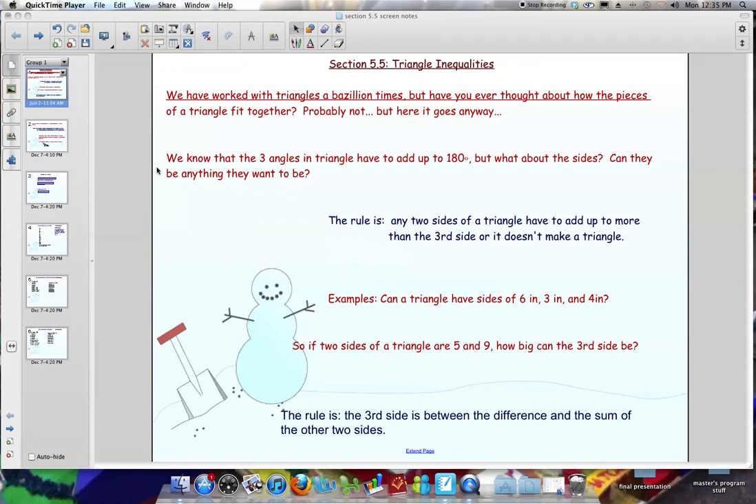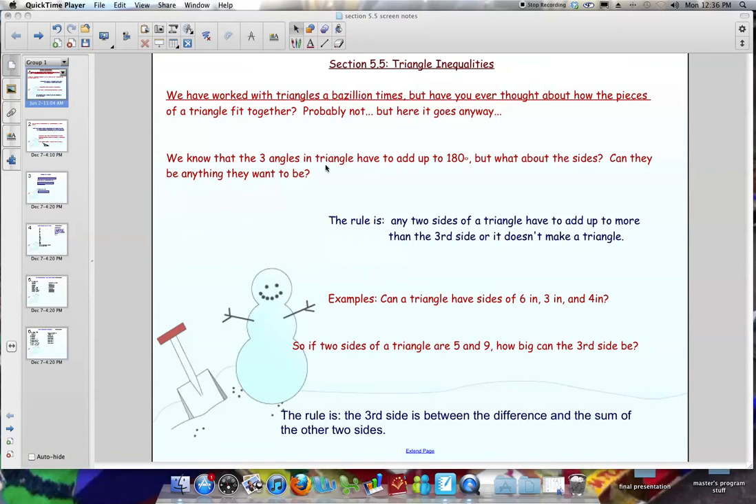This lesson is on section 5.5, triangle inequalities. We have worked with triangles several times and in several different ways, but not within the triangle itself, looking at the relationship between the angles of the triangle and its sides.